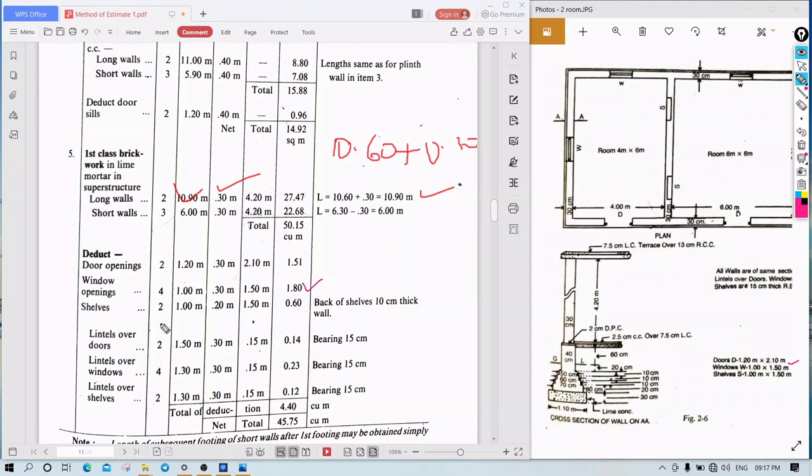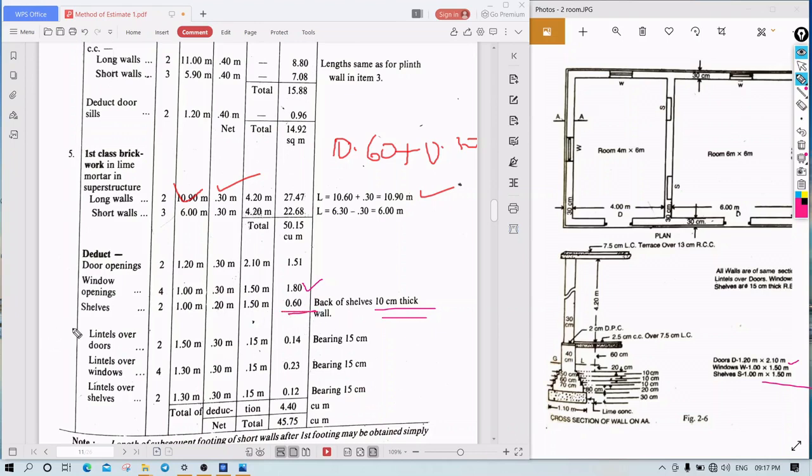So shelves, we are calculating shelves as 2. We'll assume that we are keeping 10 centimeter thickness for the shelves. So 10 plus 10 is 0.20. Okay, 1.50 is the height, so we are getting 0.60.